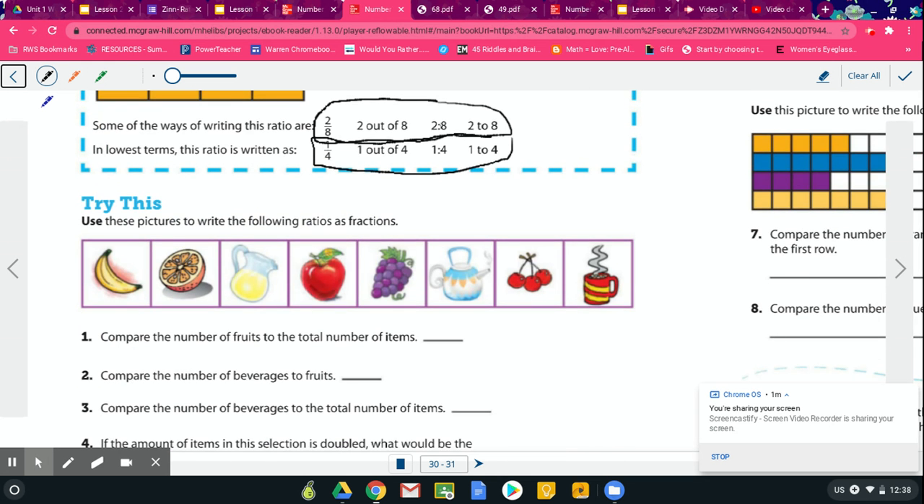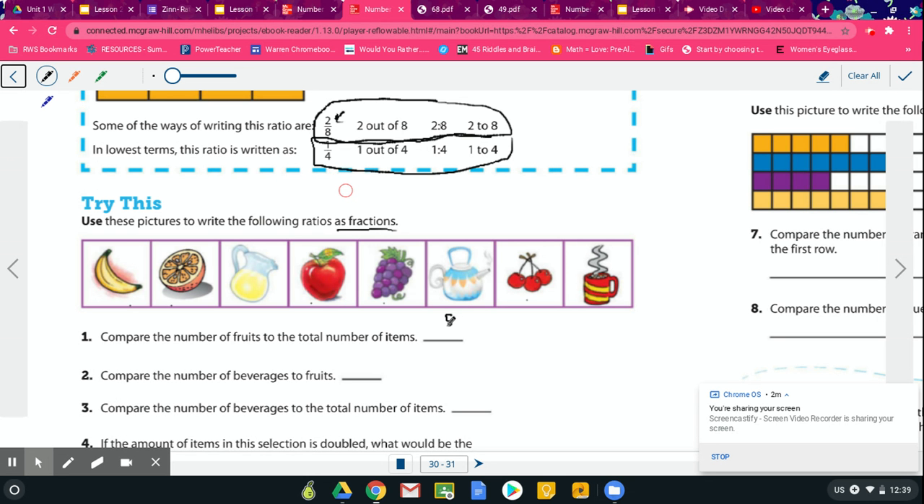Use these pictures to write the following ratios as fractions. And you've got a whole bunch of random things that you would find in a kitchen. Compare the number of fruits to the total number of items. Okay, rewind. It says to write it as fractions. In the directions on all of these, it'll tell you which form I want you to use. So when we're writing them, we're going to make them look like this one. Anywho, compare the number of fruits to the total number of items. So there's 1, 2, 3, 4, 5 fruits.